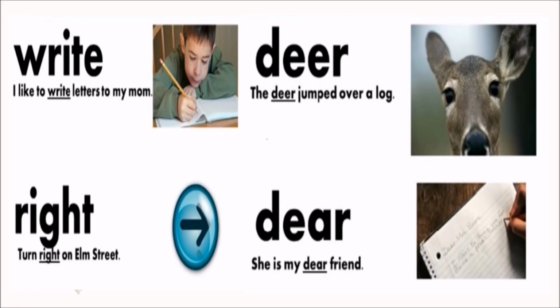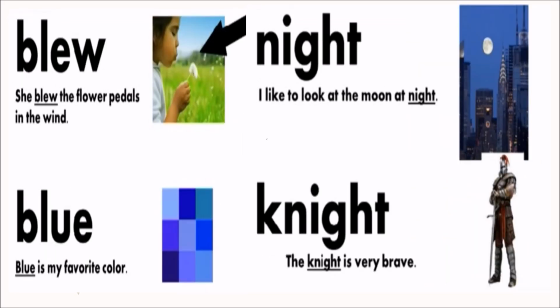First we have write, right. I like to write letters to my mom. Turn right on Elm Street. Next we have deer, dear. The deer jumped over a log. She is my dear friend. Next we have blue, blew. She blew the flower petals in the wind. Blue is my favorite color.